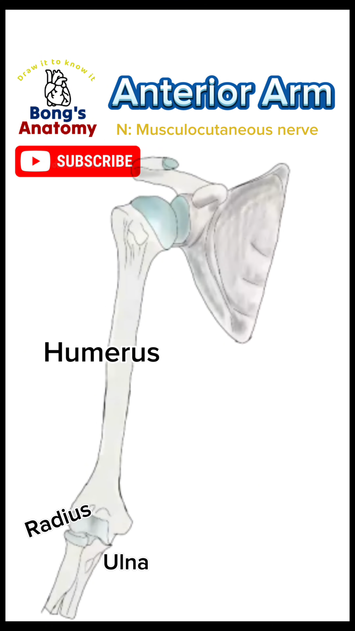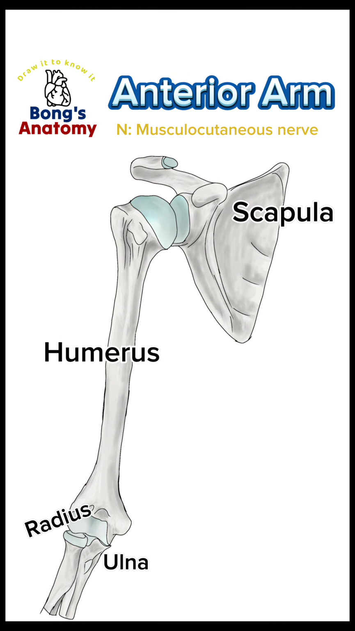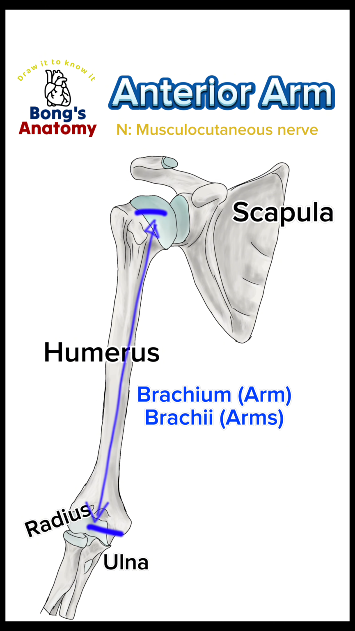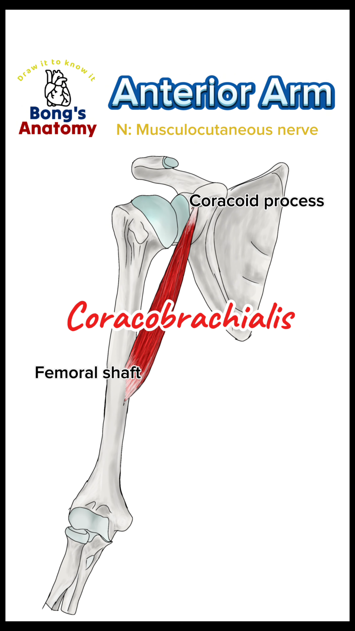Anterior compartment of the arm. Firstly, I would like to emphasize the importance of understanding the logic of the nomenclature. Brachium means arm, so all these muscles will include brachii in their names. Coracoid process to the arm, which is brachii. So, it is named coracobrachialis.